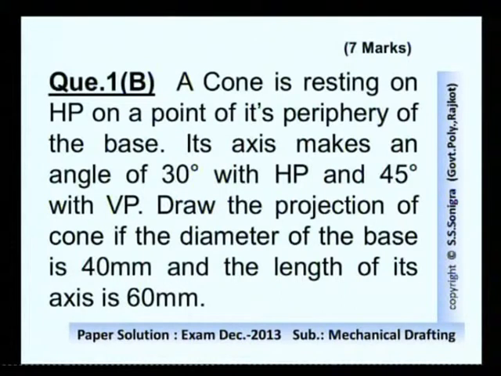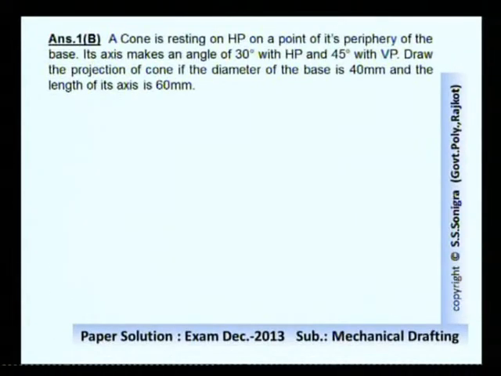So first we have to draw its top view, that is circle, its front view, that is triangle, and we have to tilt its front view in such a way that the axis makes an angle of 30 degree with horizontal plane. So the solution would look like this.